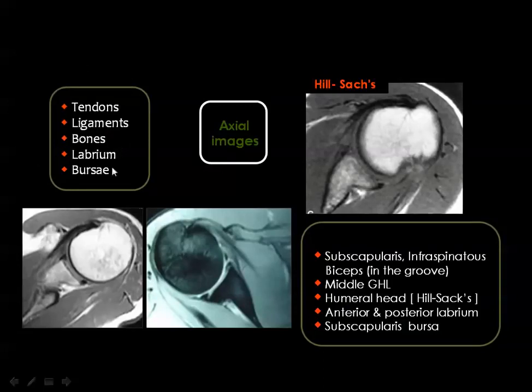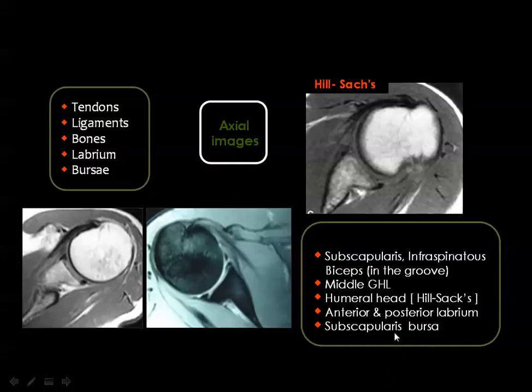We go back to the approach: tendons, ligaments, bones, labrum, and bursae. Considering the tendons, we are able to see the subscapularis and the infraspinatus tendon. Also, we can see the biceps tendon in the groove. Then what about the glenohumeral ligaments? The middle one can be seen between the subscapularis tendon and the anterior labrum.